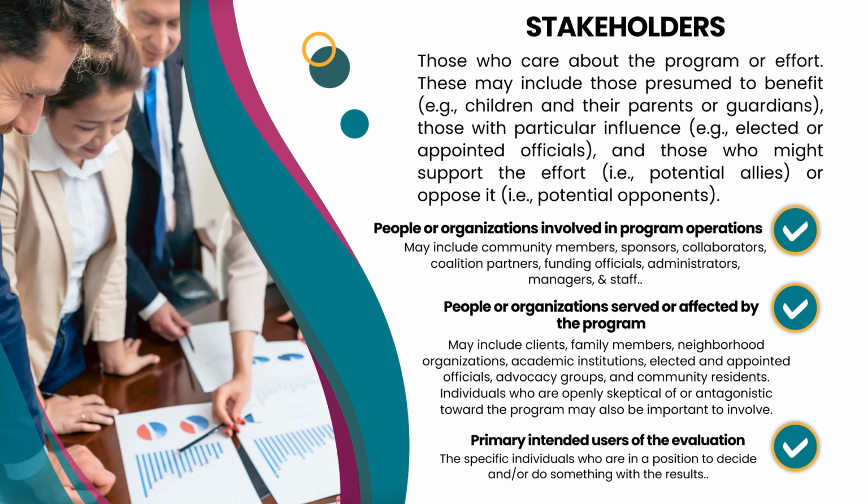Another category of stakeholders are the primary intended users of the evaluation. So this is going to be the specific individuals who are in a position to decide and/or do something with the results. So the three categories of stakeholders are: people or organizations involved in the program operations, people or organizations that are served or affected by the program, and people who are primarily intended to use the results from the evaluation.